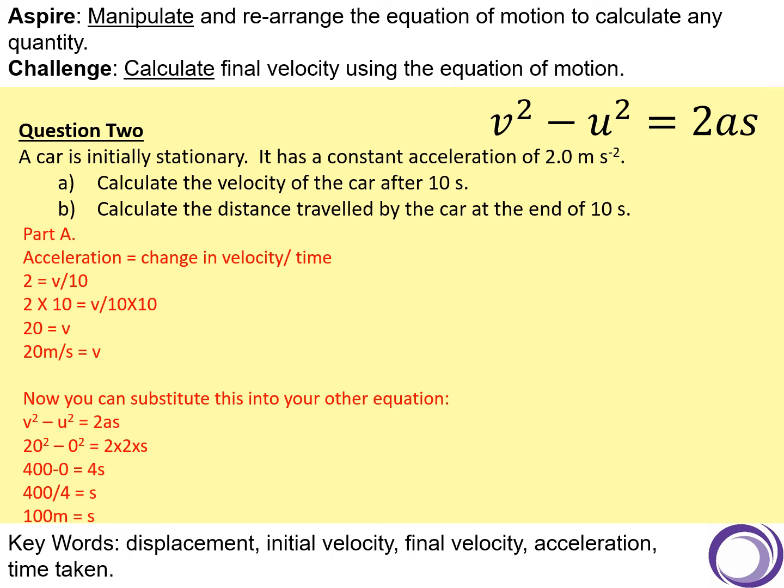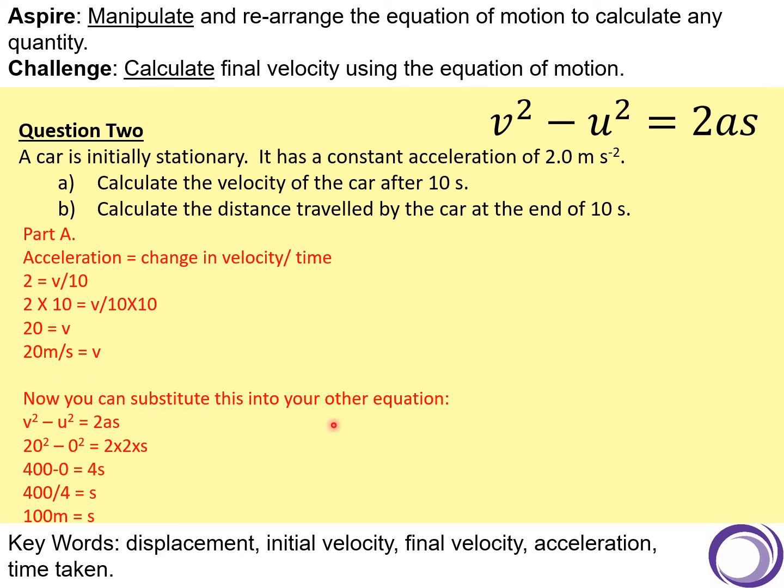So for part A, what you should have done is acceleration equals change in velocity divided by time. Now we don't know what the change in velocity is, so we'll have to substitute that for v. So then you've got your acceleration, which is 2, equals v, which is the velocity that we are looking for, divided by t, which is the time. So then to get rid of the 10 over here, divided by 10, you would times it by 10. Whatever you do to this side of the equation, you have to do to that side of the equation. And then because the car was initially stationary, it's going to be 0. So then you've got 20. All right, so v is 20 meters per second.